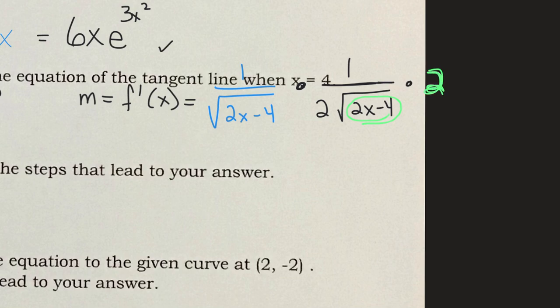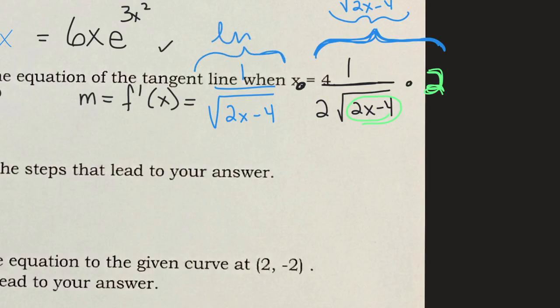Okay? So we have to use a chain rule with our radical, with our square root. Okay, so this part is the derivative for the square root of 2x minus 4. All of this is the derivative of 2x minus 4 under a square root. This is your natural log derivative. The rest of that is the chain rule for square root.